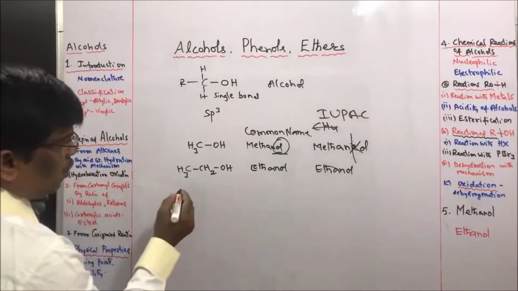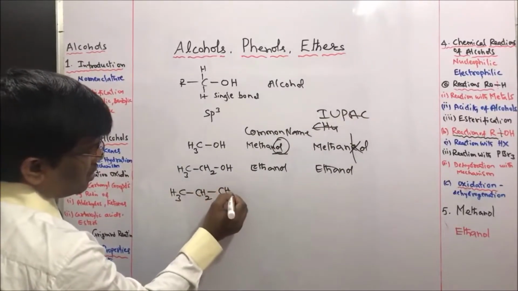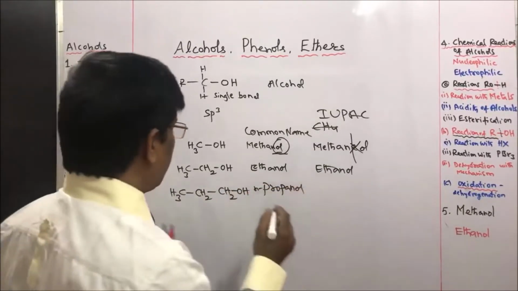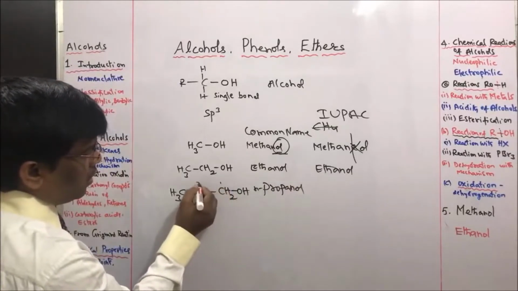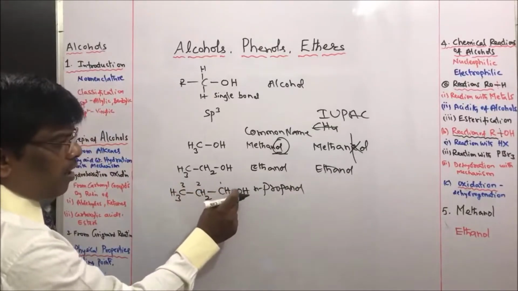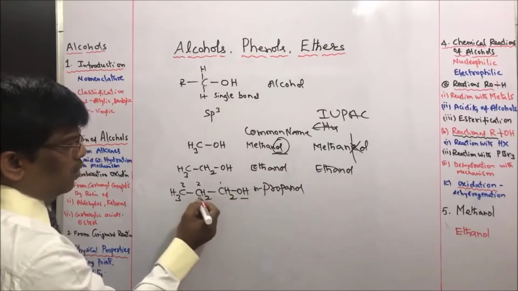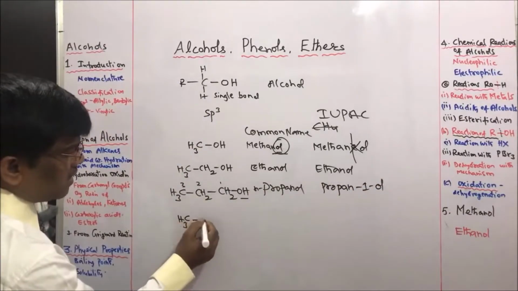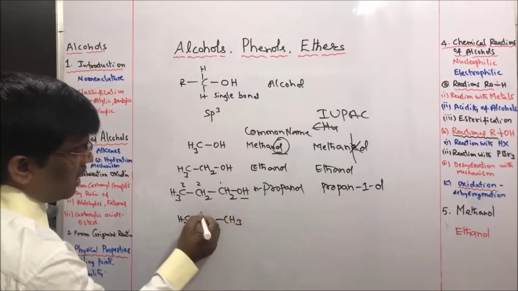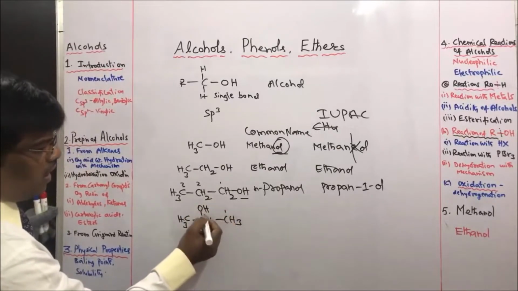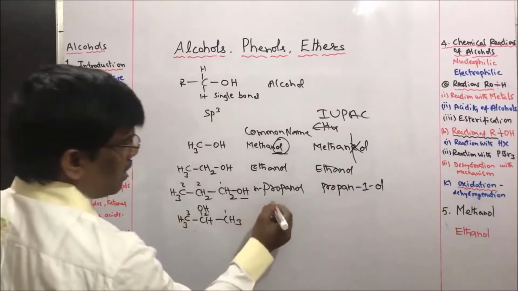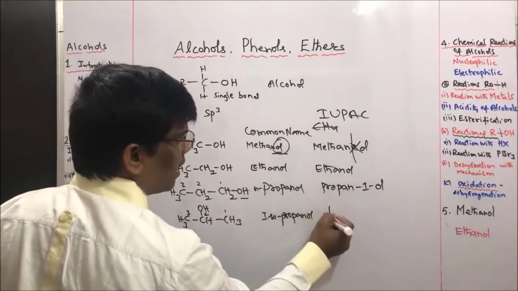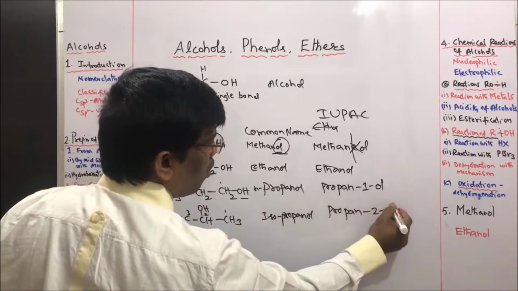When it comes to propanol, CH3, CH2, CH2OH, the common name is n-propanol, whereas for the IUPAC name, the numbering has to be given from here: 1, 2, 3. Give the numbering from the carbon of the alcohol group, 1, 2, 3. So it is propan-1-ol. If it is CH3, CH, CH3 and the OH is attached in the middle, then what is the nomenclature? 1, 2, 3. It is isopropanol, common name IPA. When it comes to IUPAC nomenclature, propan-2-ol.